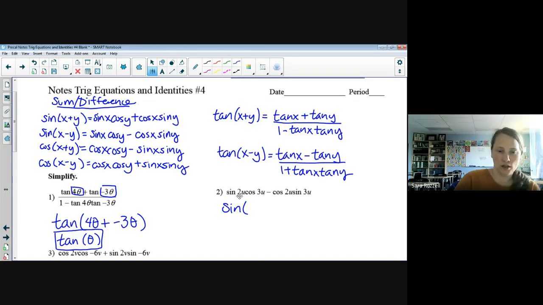Okay. So our x was 2u, our y was 3u, and this was a minus formula. Negative 1. Yep. So sine is negative 1u, or just negative u, or sine of negative u.